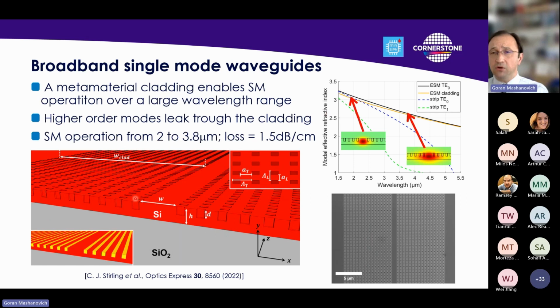The trick here is that the effective index of the cladding is close, so this is the orange curve here. It's close to the effective index of the fundamental mode. So all higher order modes will just leak through this cladding and we will retain single mode operation over a large bandwidth. And you can see, in the top image, the fabricated waveguide.